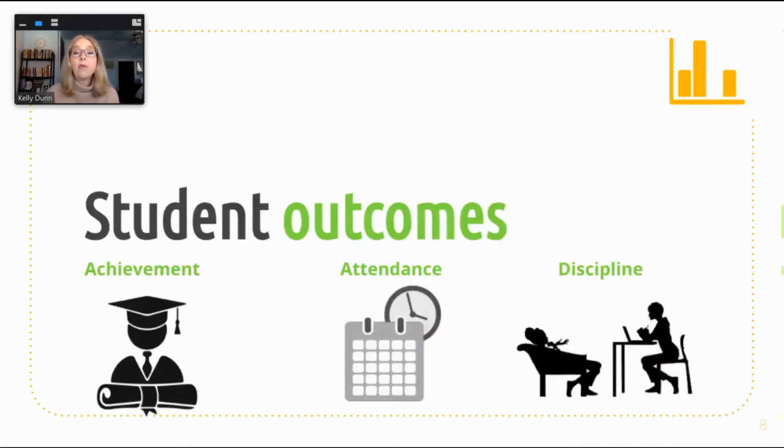Student outcome goals focus on outcomes related to either achievement, attendance, or discipline. Why these three areas? Well, research shows better attendance improves academic achievement, and students behave better in school who are more likely to achieve. And ultimately, student academic achievement, or really student success at school, is our ultimate goal as school counselors.